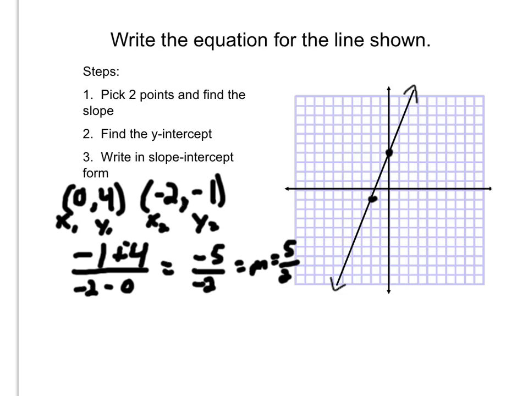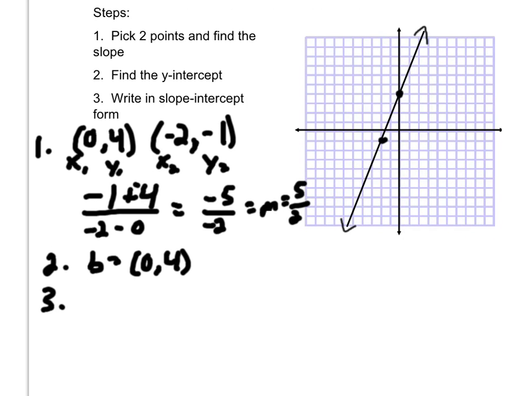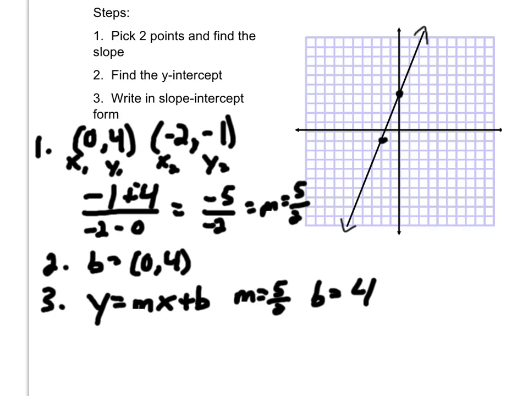Okay, we need to find the y-intercept of the line. Well, we already did that when we picked out this point. So step 2, first of all, that was all step 1. Step 2, our y-intercept is b equals 0, 4. Because it was 0 and then 1, 2, 3, 4 going up there. Now we need to write in slope-intercept form. So for step 3, we're going to use y equals mx plus b. Write down the information. We know our m was 5/2 and our b was 0, 4, which means our y-intercept is 4, and we're going to plug those in. So we get y equals 5/2 x plus 4.